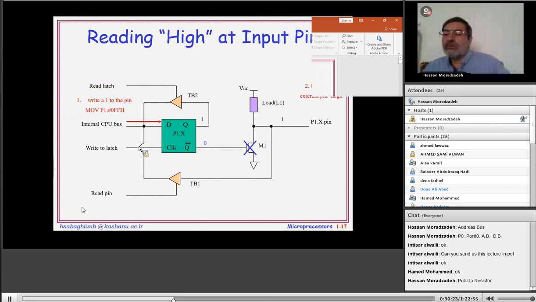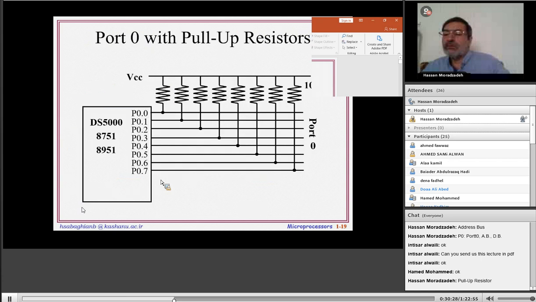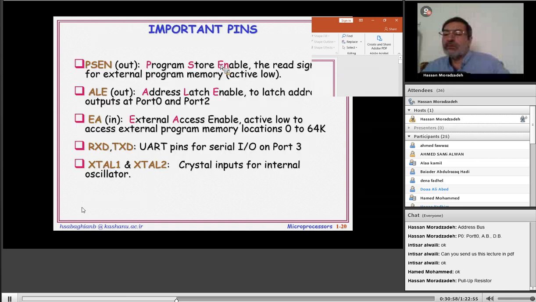Some pins: PSEN means program store enable, for using external RAM. Okay, ALE means address latch enable. We see it in the next slides. EA means external access enable. Receive data and transmit data are for using the UART controller. Crystal: this is the crystal connection. Another use of the crystal connection is using an external oscillator signal constructed anywhere over the board.